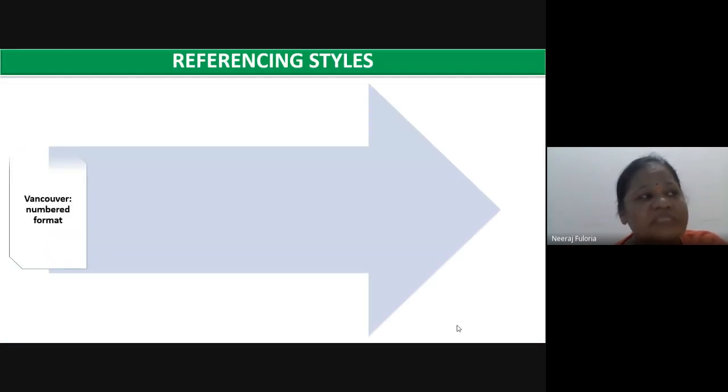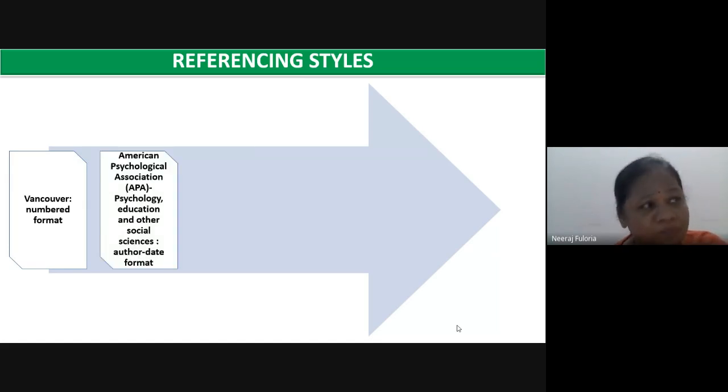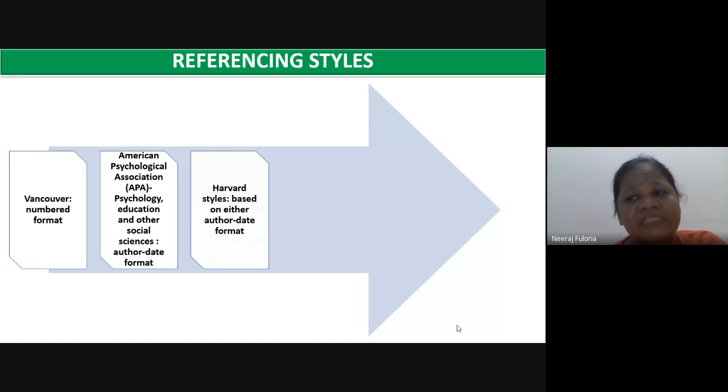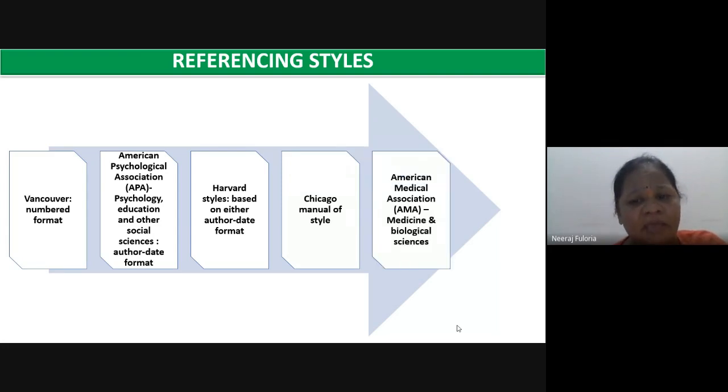Then what kinds of referencing styles are there? You can see here we have different kinds of referencing styles. Vancouver style, which is in number format. Then we have APA style, mostly used in the education sector, psychology, and social science backgrounds. Then we have Harvard style. Most journals will follow either the Harvard style or Vancouver style. Then we have Chicago style, AMA style, and MLA style.